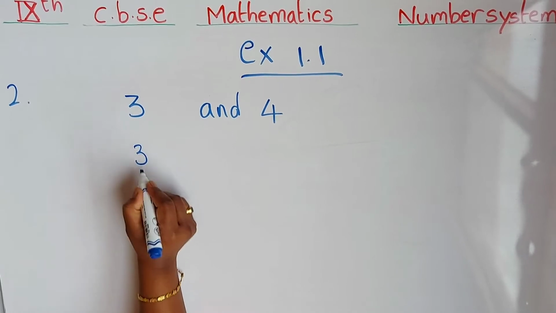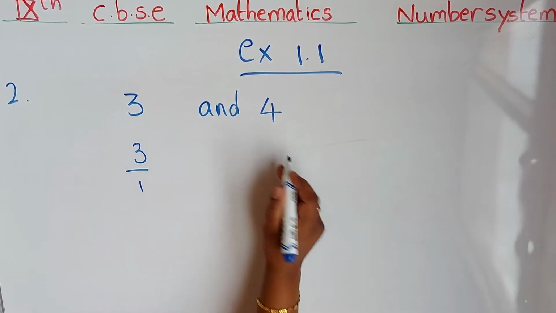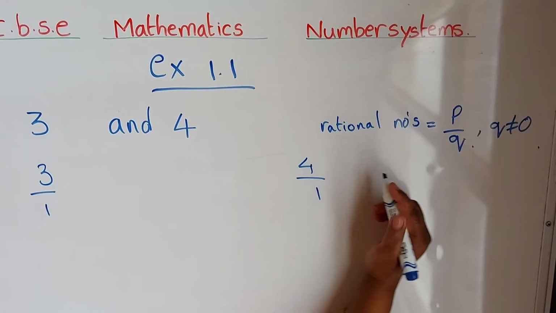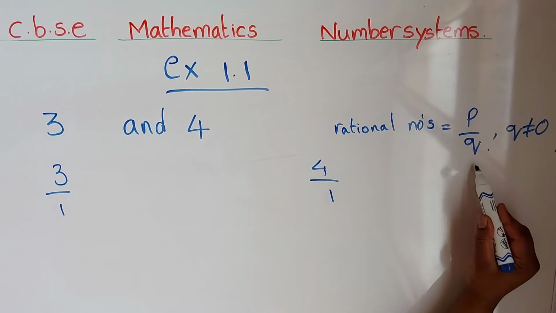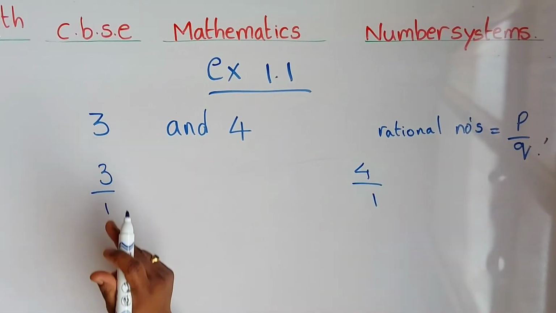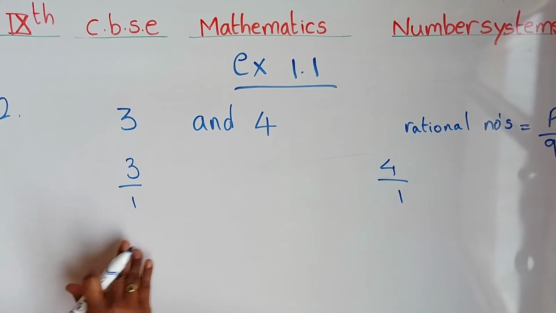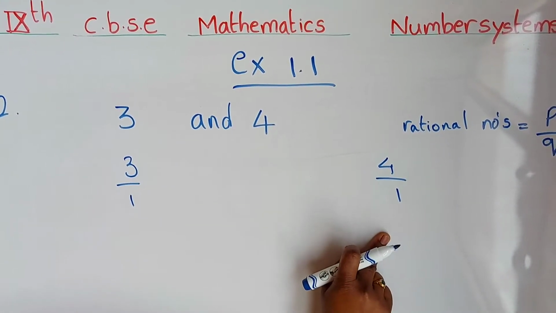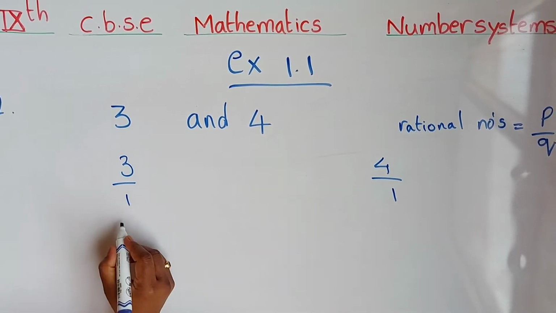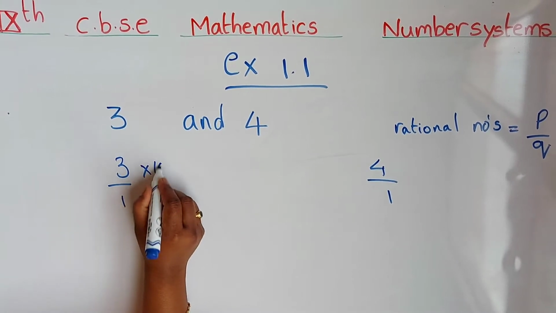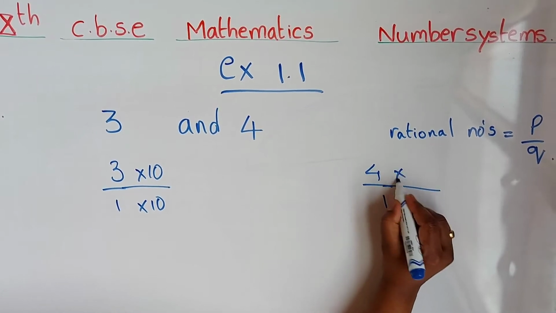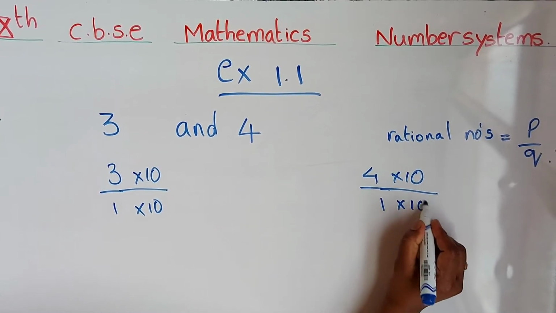Can I write 3 in the form of 3 by 1, and 4 in the form of 4 by 1? Why? Because rational numbers can be written in the form of p by q, q not equal to 0. Right, children? So that's why I have written 3 like 3 by 1 and 4 like 4 by 1. So in between we need to find rational numbers. I will multiply 3 by 1 into 10 here, into 10 here. Okay? And 4 by 1 into 10 and into 10 here.